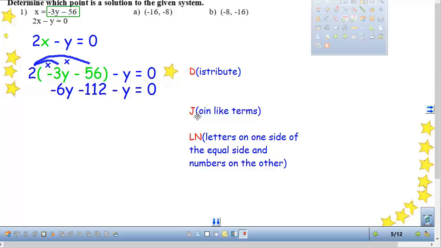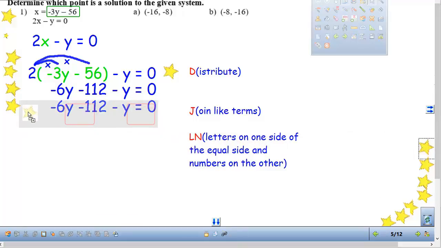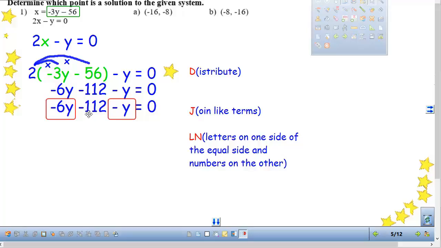Now the next step, if we remember from DJ Lean, is to join our like terms. So I'm going to look for like terms on each side of my equal sign and see if there's anything that I need to put together. So on the left-hand side here, I do have a couple things I need to put together, which are the negative 6y and the negative y. So remember, we can put letters with letters and numbers with numbers, but we can't put the numbers with the letters. Okay, so I'm only going to put the y's together. So I'm putting a negative 6y and a negative y together.